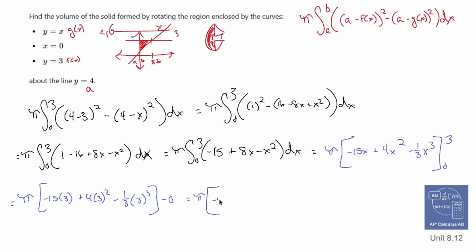Negative 15 times 3 is negative 45. 3 squared is 9. 9 times 4 is 36. 3 cubed is 27 divided by negative 3 is negative 9. All of that becomes negative 18 pi. So what this means is I chose the wrong f of x and the wrong g of x. No big deal. The quick fix is just make it positive, and you get 18 pi. Yum, yum. 18 pi sounds like a good Thanksgiving to me.